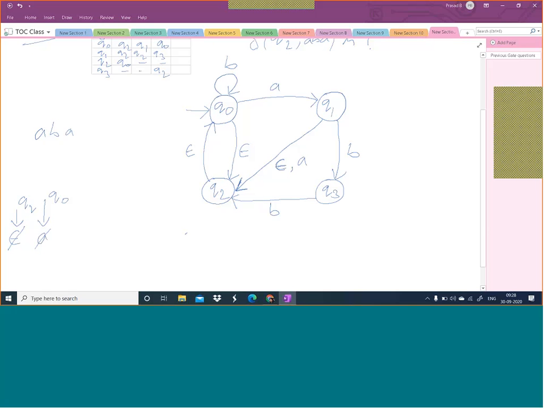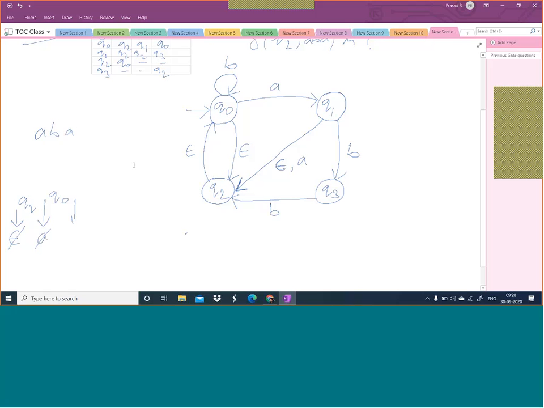You can see this diagram. It goes to Q0. Now in Q0 it takes B and it remains in Q0 only. Now in Q0 on A it comes to Q1. Now the input string is completed. So the machine can stop in Q1.